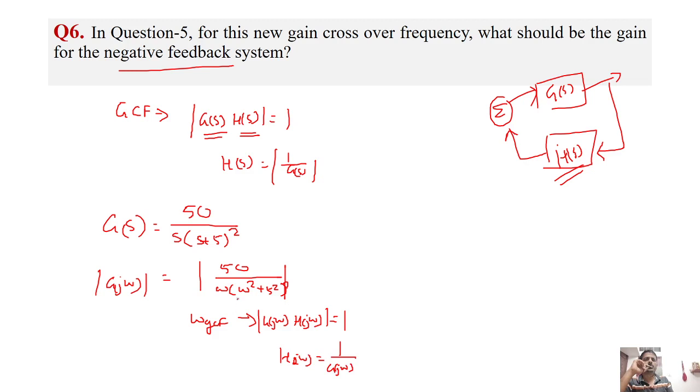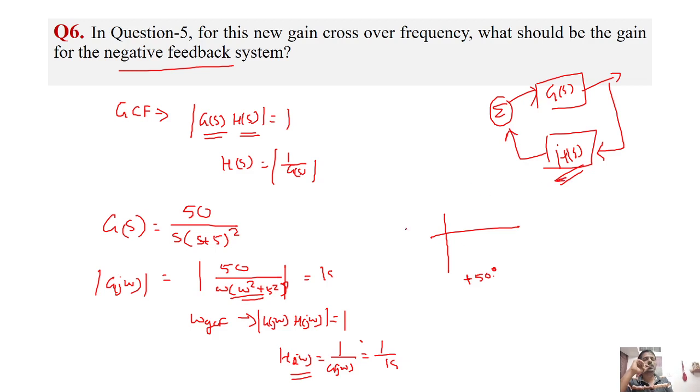Okay, so just substitute omega GCF here, you will get a value, say some constant k. You substitute here, so you will get 1 by k, that is the h of j omega. So that is the new feedback gain. Okay, so how we shifted: initially at gain cross over frequency, it was near 50 degrees, and it has been changed to some 40 degrees. So how has it been changed? It has been changed by changing the value of loop gain.